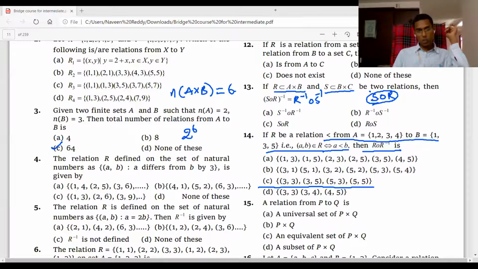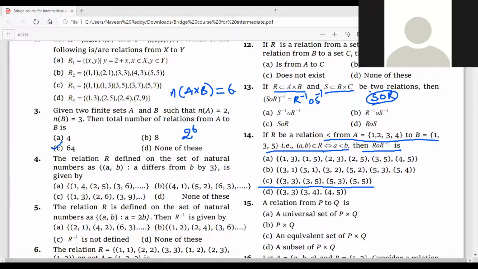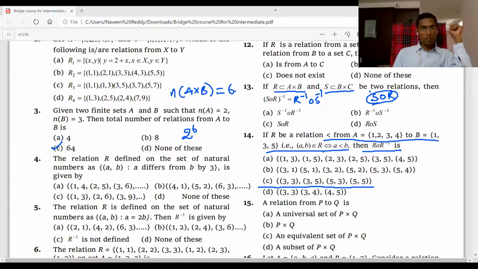Some of the elements we missed off. That's what we have to see. Here (3, 1) is there, (1, 3) is there, (3, 1) is there, (1, 5) is there. I missed off this element. (3, 1), (1, 3) we wrote this (3, 3), but (3, 1), (1, 5) is there, no? That means this also we should write. Now what we should write? (3, 5) also there, no?